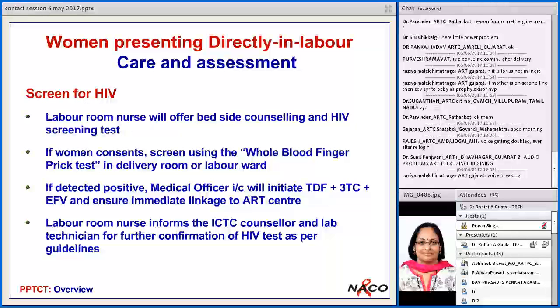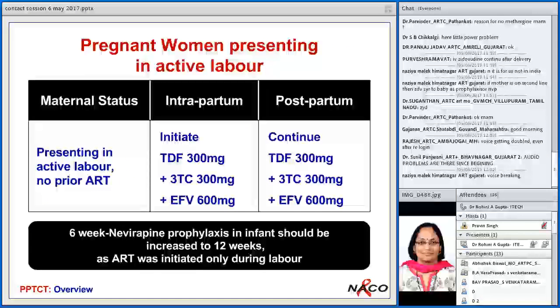Women presenting directly in labor, screen for HIV. The labor room nurse will offer bedside counseling and HIV screening test. If women consent, screen using the whole blood finger prick test in the labor room. If detected positive, medical officer will initiate on TLE, which is available in the labor room, and ensure immediate linkage to the ART center. Labor room nurse informs the ICTC counselor and lab technician for further confirmation of HIV test as per guidelines.